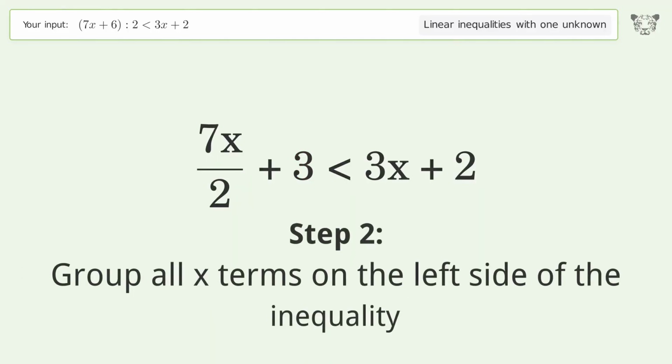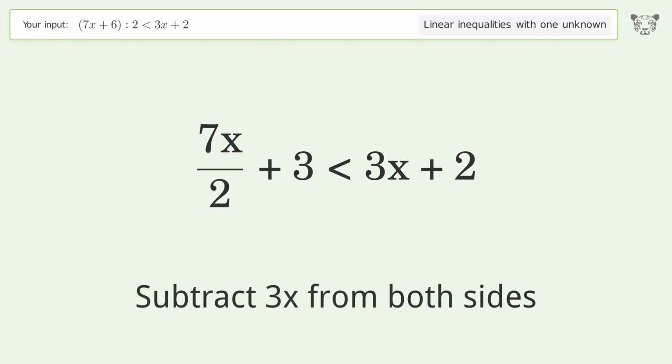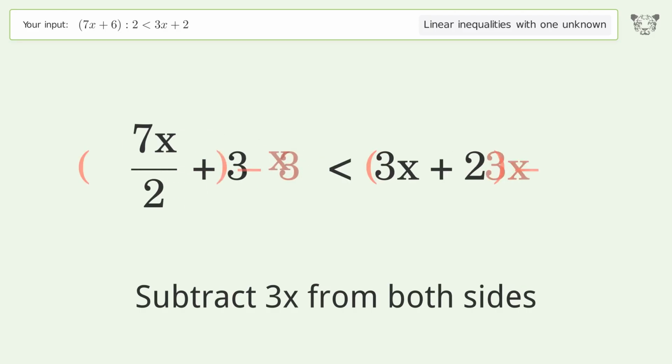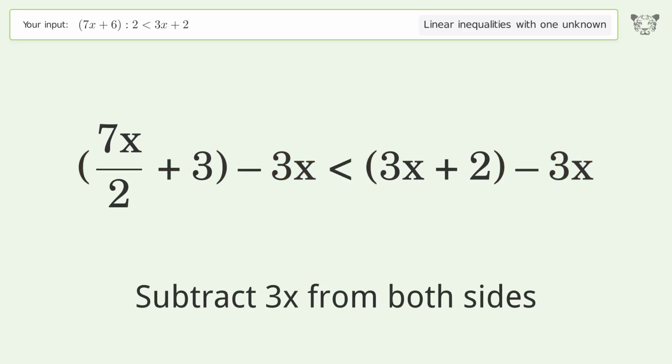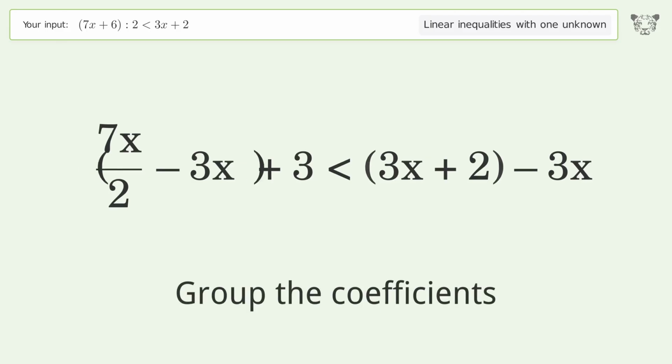Group all x terms on the left side of the inequality. Subtract 3x from both sides. Group like terms. Group the coefficients.